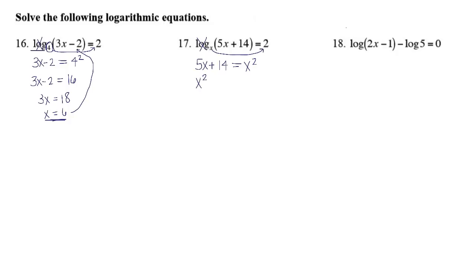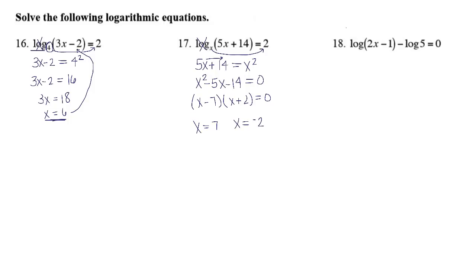So we have x squared. I'm going to subtract 5x, subtract 14, and that's all equal to 0. And we need to factor this. We're going to get x minus 7 times x plus 2 equal to 0. And then we need to set each part equal to 0 and solve. So we have x equals 7 and x equals negative 2.